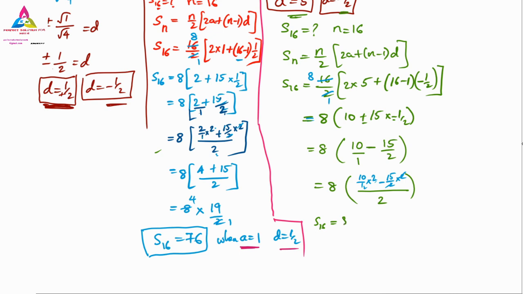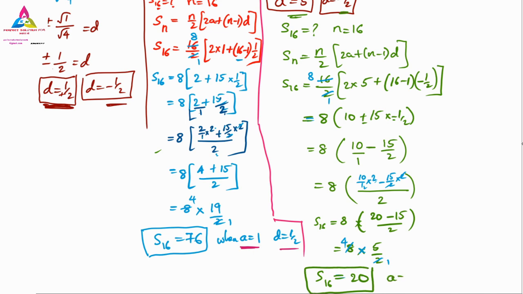S16 is equal to 8 into, in a bracket we can write 10 into 2, that is 20. Then we have minus 15, the whole divided by 2. So at the end 8 into 20 minus 15 is 5, and divided by 2 we have, and the cancellation we can do over here. 2 1s are 2, 4 5s are 20. So the final answer we got is S16 equal to 20. So we got S16 as 20 when the A value is equal to 5 and the D value is equal to minus half.